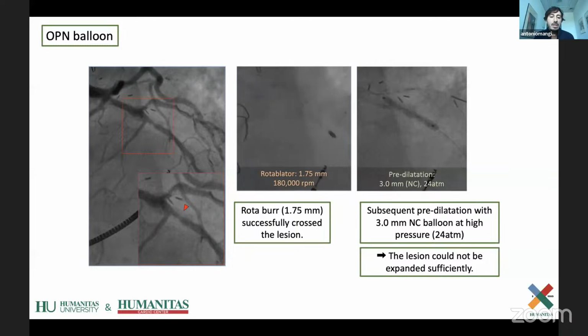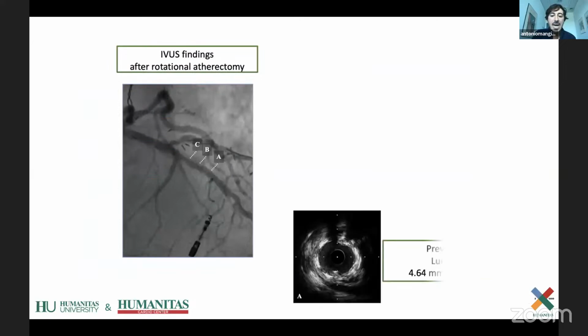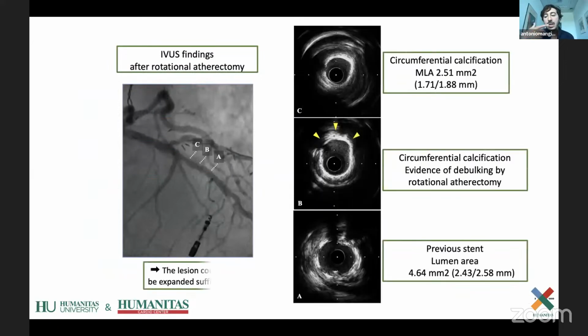So here I think that the LAD is diffusely diseased. In case of utilizing a cutting balloon, I would have used maybe a 2.5 cutting balloon at high pressure. But maybe you can use in this case an OPN balloon 2.5 or maybe 3, with the risk of taking a little bit of chance of having problems. You see the IVUS, so what is the finding that we had? I don't know if someone wants to comment about these findings after rotablation.